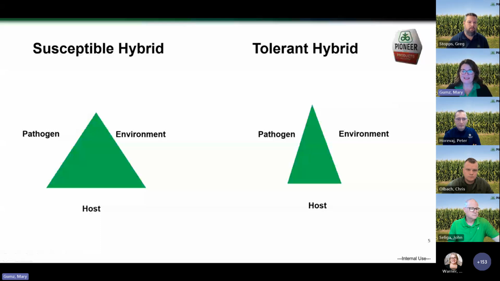So can't have a disease talk without having the disease triangle in there, that in order for a disease to occur in a field, you have to have three things. You need the pathogen, you need the tar spot in there, you need the right environment, you need that kind of damper, cooler environment like Peter talked about, and you need a susceptible host for it to grow on. If we can plant a tolerant hybrid rather than a susceptible hybrid, you really decrease that host part of the disease triangle and really decrease the likelihood of a catastrophe out in the field.